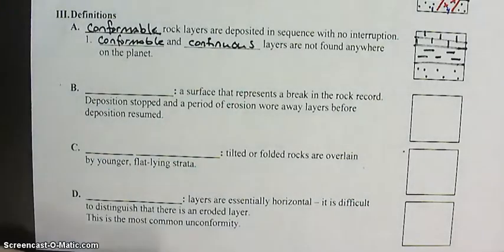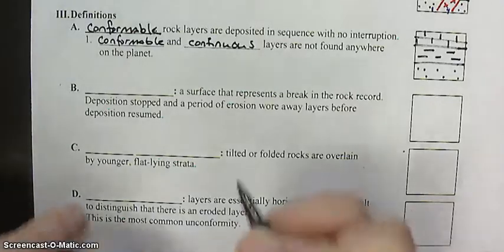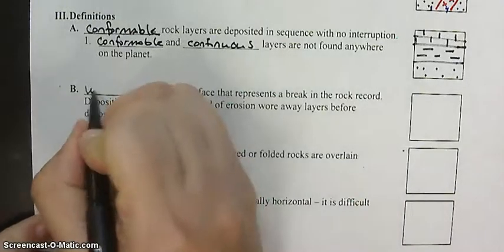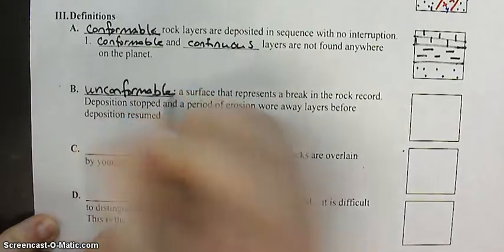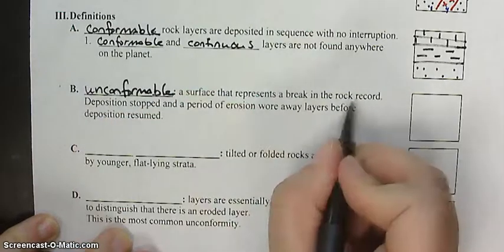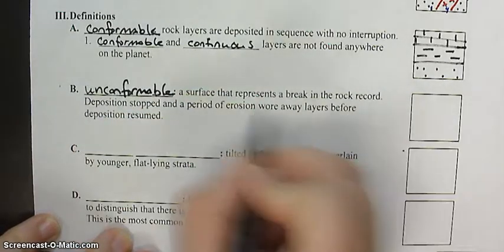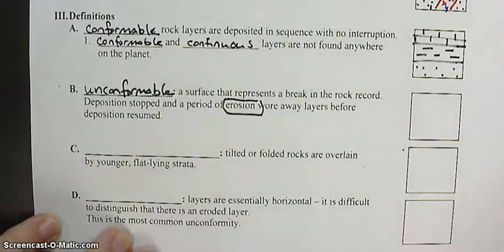So conformable is nice, but it's boring. And if you want some drama, you're talking about unconformable. Unconformable means you have a break in the rock record. That's the fancy way to say it, but usually I just say, okay, we're talking about erosion. We're talking about erosion that comes along and disturbs.